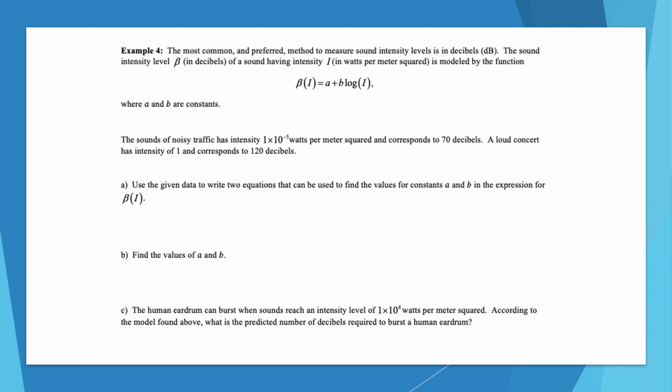Here we have the most common and preferred method to measure sound intensity, which is decibels. Here we have a function where this is the intensity level in decibels for a sound intensity of I, right? And so to find the amount of decibels, we just plug in the sound intensity there. The sound of noisy traffic has this as our I value, and then this as our decibels. So that's going to be our B of I there. A loud concert has an intensity of 1. That's going to be our I, and then 120 decibels as a result, so our B of I.